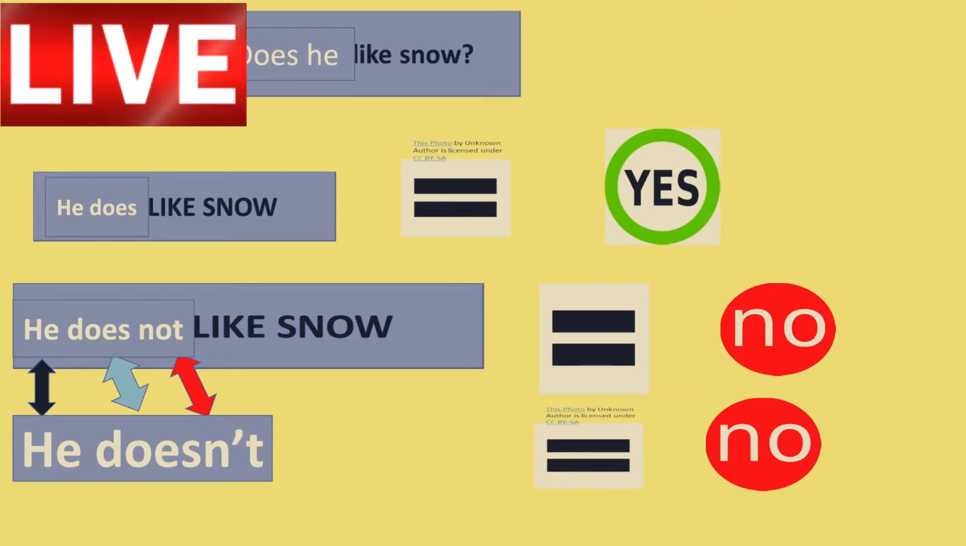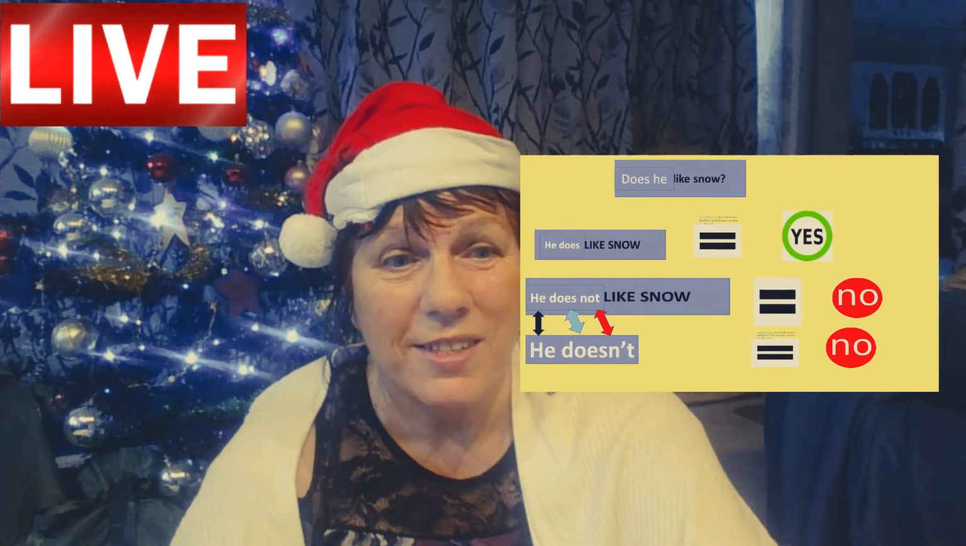Well done if you work through that and knew that doesn't is the contraction of does not. Does he like snow? He does like snow means yes. He does not like snow means no. He doesn't is the contraction of he does not, so it means the same thing. He doesn't like snow. No, he doesn't.